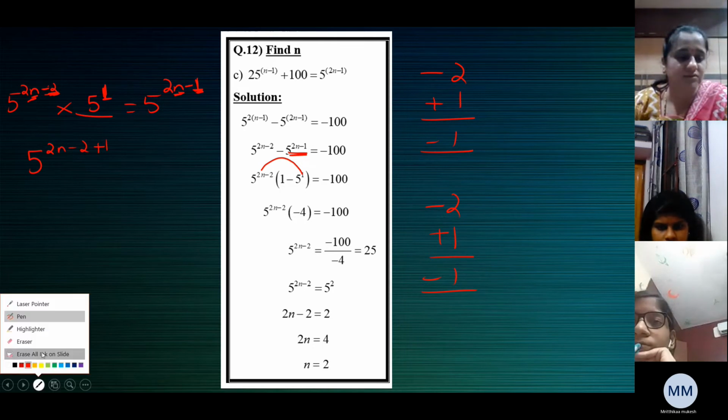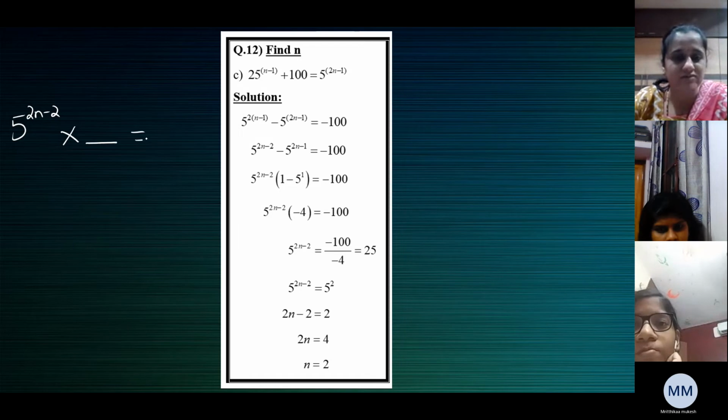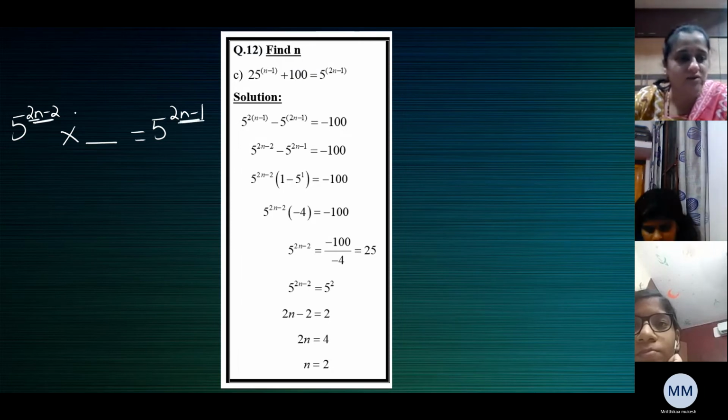I'll repeat this. We have 5 to the power 2n minus 2 outside common. Multiplied by what will give us the product 5 to the power 2n minus 1? Look at the powers. 2n minus 2 has become 2n minus 1. So 2n, 2n, no worries about 2n. This minus 2 has become minus 1.